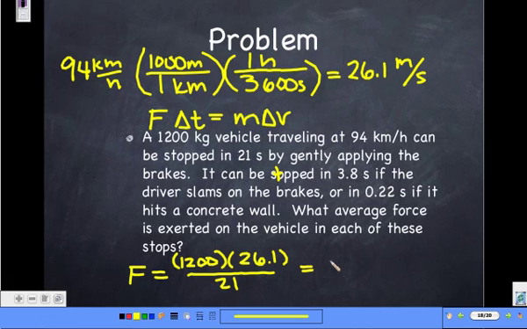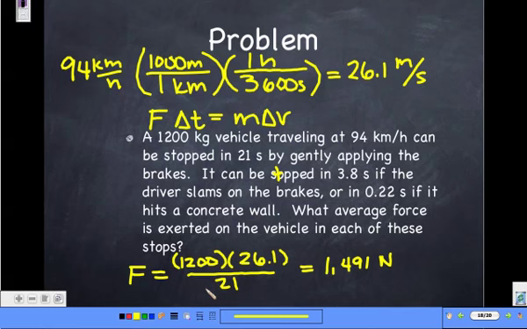So for the first one, 91? This is just newtons, isn't it? Because of a kilogram times a meters per second divided by a second. So we'll get a kilogram meter per second squared, which is the newton. Okay, so there's the first one.